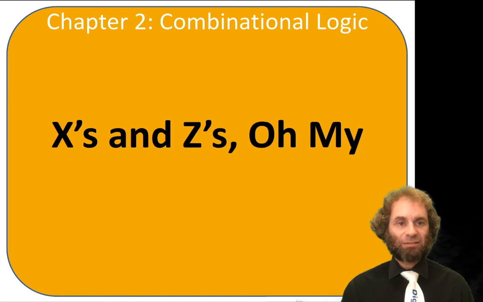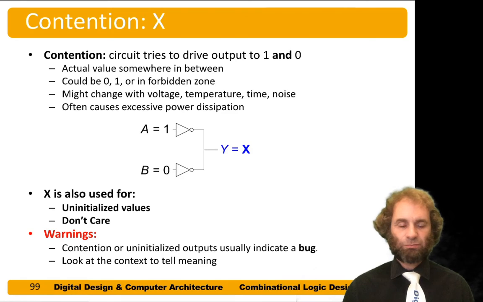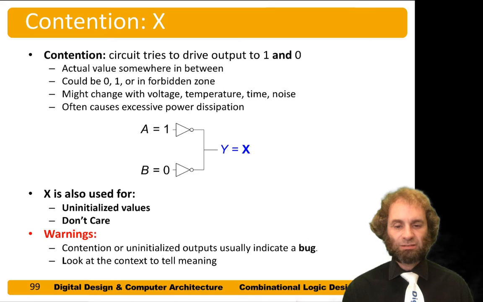Hello, the topic of this video is X's and Z's. So now that we've talked about 0 and 1, those are our good logic levels, let's also talk about X and Z. X typically means contention on the output of a circuit.